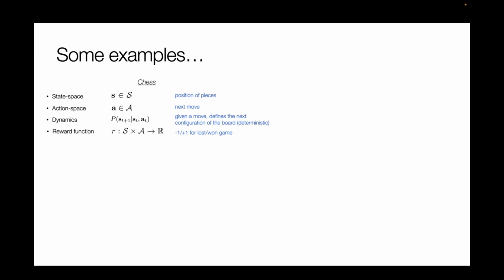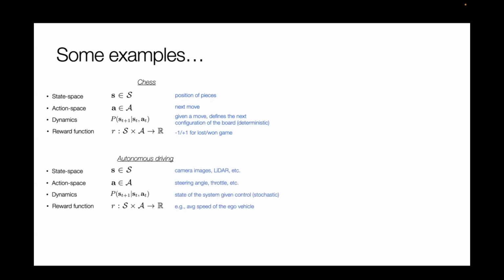For example, if we consider the game of chess, the state space could be the set of all possible positions of the board. The action space could be the next move that our agent or our player can do in that specific state. The dynamics in this case are deterministic, in the sense that given a specific move that I do in a specific configuration of the board, this leads to a deterministic next state of the board. And the reward function in this case, again, it's up to the user, but it could be something as simple as +1 if we win the game, -1 if we lose the game.